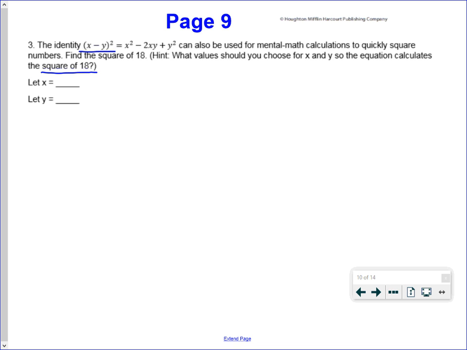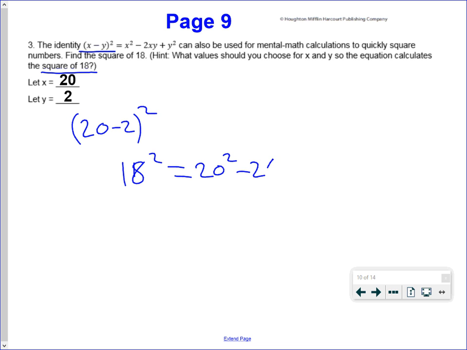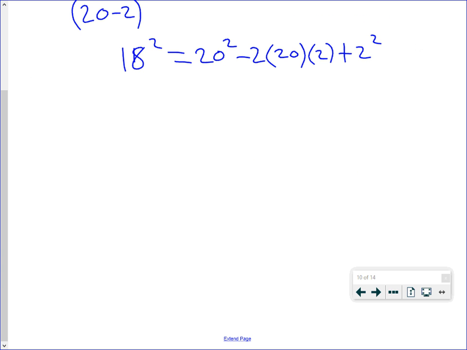Okay? So in this case, we're going to use 20 and 2, because when you plug in 20 and 2 on the left side, we get 20 minus 2 squared, or in other words, just 18 squared. 20 minus 2 is 18, 18 squared. And that's exactly what we're solving for. It's what we need to figure out. Now on the right side, we get x squared, or x is 20, so we get 20 squared minus 2 times 20 times 2, added with y squared, and y is 2. So now we have 18 squared equals 20 squared minus 2 times 20 times 2 plus 2 squared.